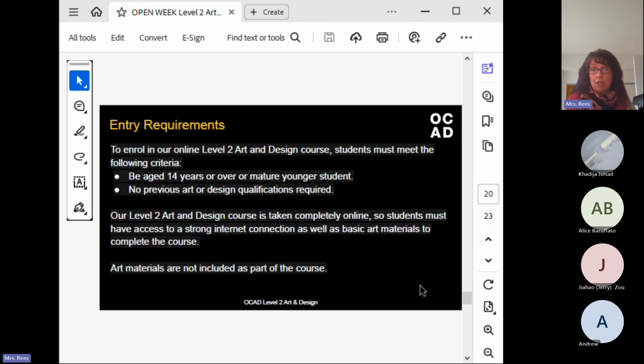Entry requirements, these are on our website. So they must meet the following criteria that is listed there. Obviously, the course is completely online. So, making sure you have a good, strong internet connection, as well as basic art materials to complete the course. Art materials are not included as part of the course, so they would be for you to get.